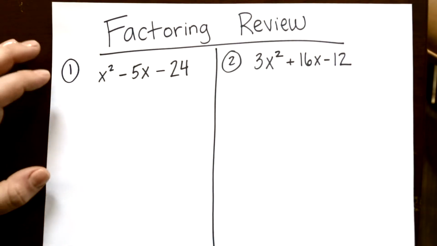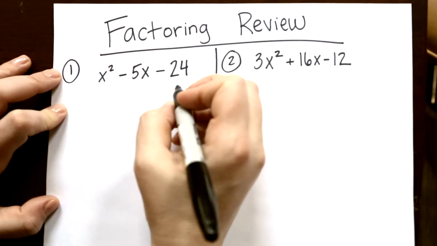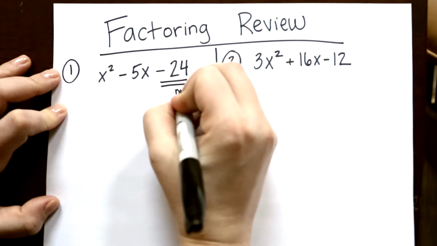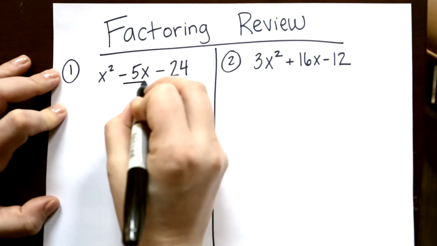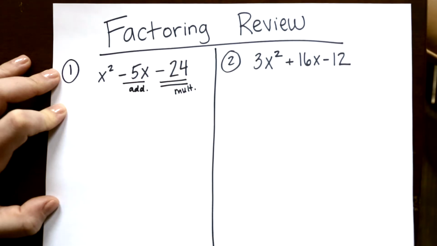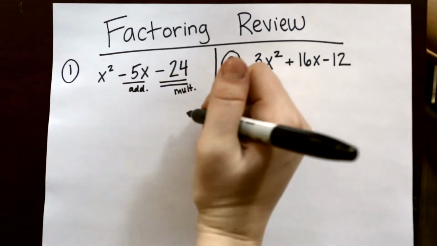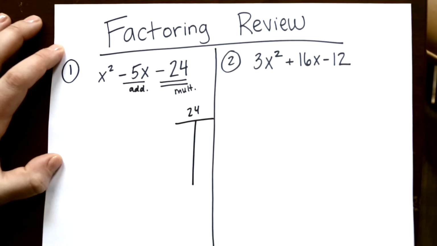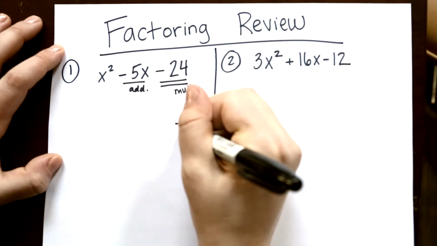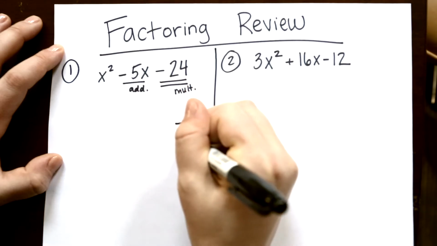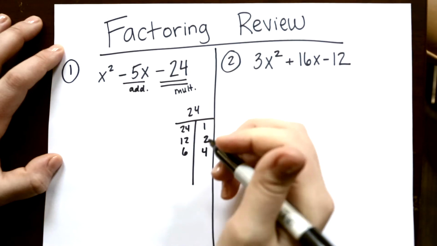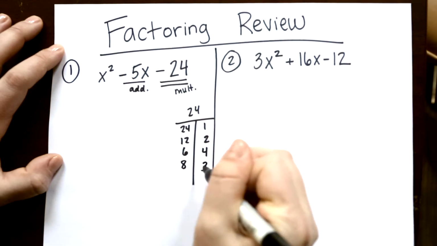So don't forget that when we are working with quadratics, we're multiplying to this number, and then we're going to add. So I'll write multiply, and then we are adding to the middle number. What I'm going to do first here, since I know I'm multiplying to 24, is look at the factors of 24. So we obviously have 24 and 1, 12 and 2, 6 and 4, and then we have 8 and 3.